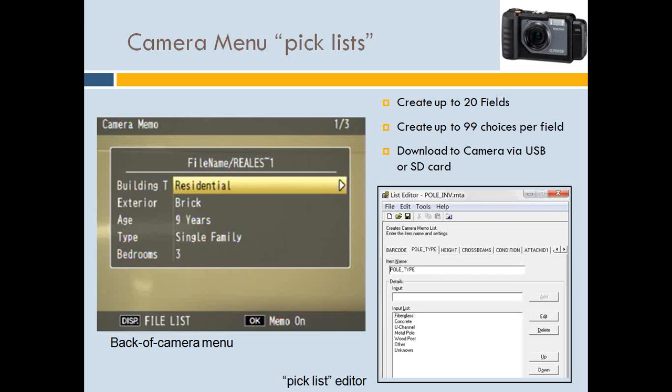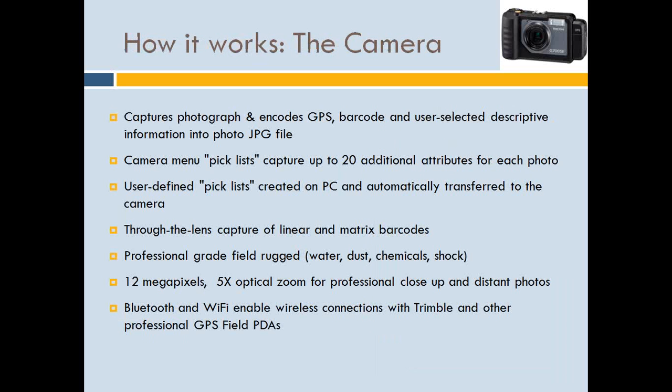We'll show you the camera in a second, but this is a shot of the back of the camera menu. The field user selects attributes by choosing them from pick list menus that Jeff talked about on the large screen on the camera back. The pick list menus are created by the user to support each kind of project that photos, GPS, and attribute information is needed for. All GPS, compass, barcode, and attribute information collected via the camera is permanently encoded into the photo JPEG file.